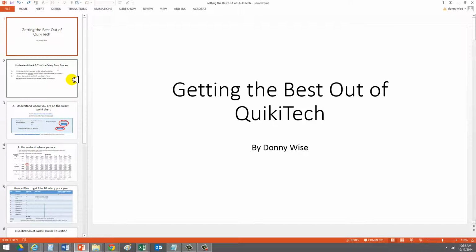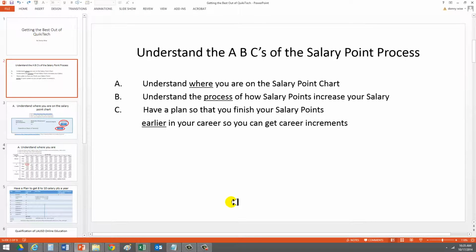Now, this presentation is incredibly important because I want to help you get the most not only out of your Quikitech experience, but out of your experience in obtaining salary points over the life of your career. And so let's go ahead and begin by talking about the ABCs of the salary point process.